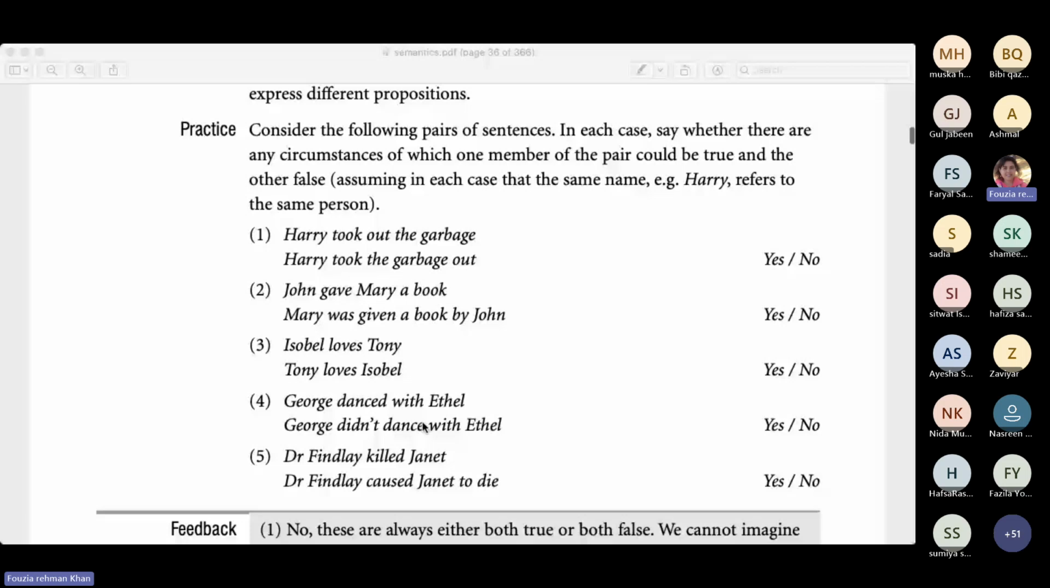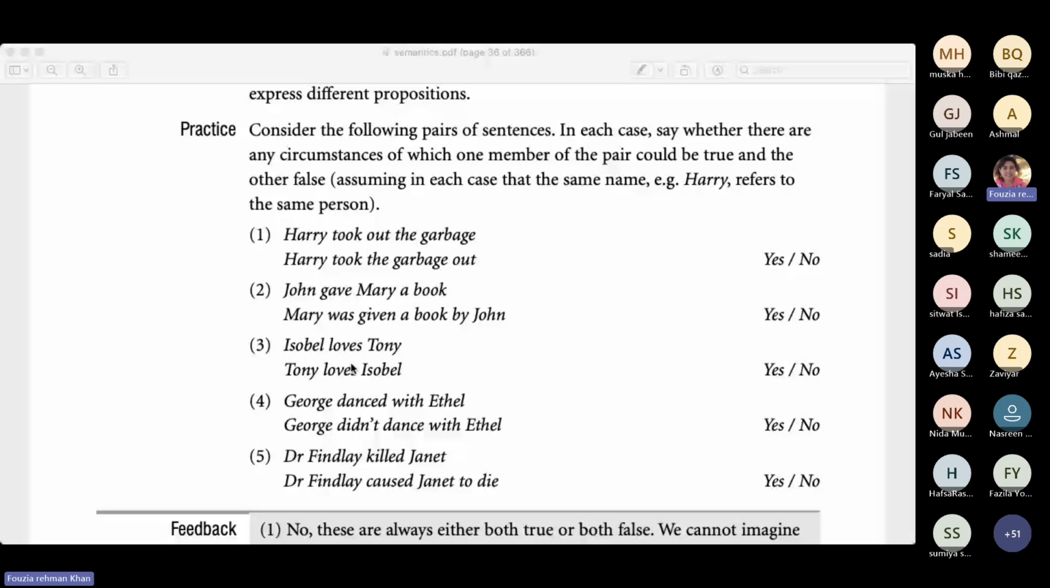The third one would clarify this. Isabel loves Tony. Tony loves Isabel. Now, these are two different ideas. Isabel loves Tony does not tell us that Tony also loves Isabel. And Tony loves Isabel does not tell us whether Isabel also loves Tony, right? These are two different people. So one can be true, the other can be false. In this third one, we get a pair where one can be true and the other false. It is not that if this is true then this will also be true, and if this is false then this will also be false. In the earlier case, this one is either true or false, the pair would go together. But this is not the case.